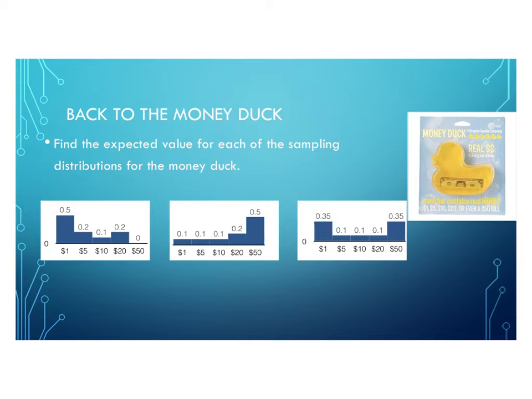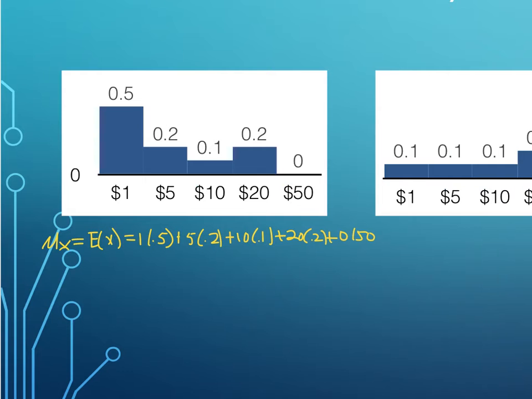So if we look at our first example, we're going to practice finding the expected value of the money duck. Let's look at the first histogram on the left. To set up this expected value, notice we take the value times its probability. So 1 times 0.5, 5 times 0.2, 10 times 0.1, 20 times 0.2, and 50 times 0. What you're going to do next is type all these values into the calculator exactly like you see. Hopefully you find an expected value for this first one of $6.50.